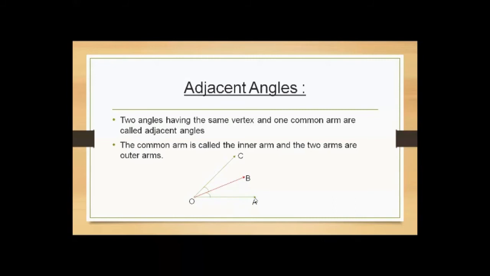The first angle is AOB, the second is BOC. They have the same vertex, which is O, and the common arm is OB. This is called the inner arm, and OA and OC are the outer arms. So such kinds of angles are called adjacent angles, meaning they have the same vertex and one common arm.